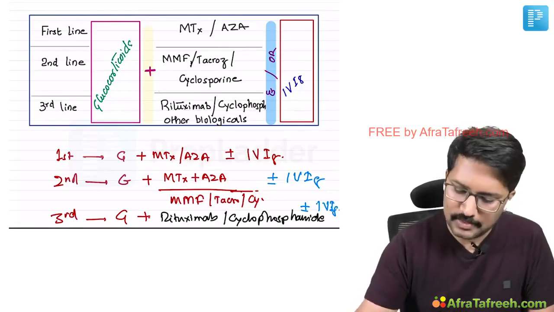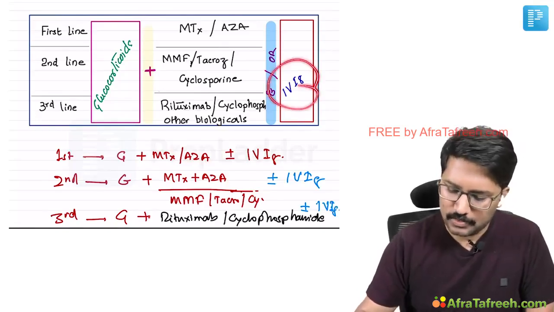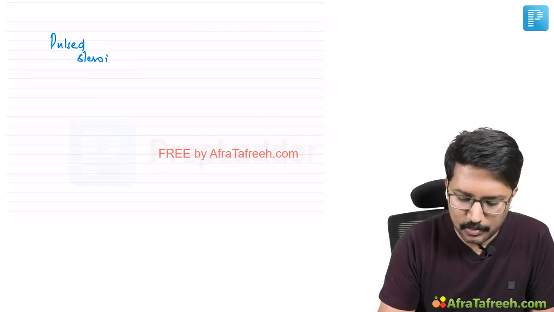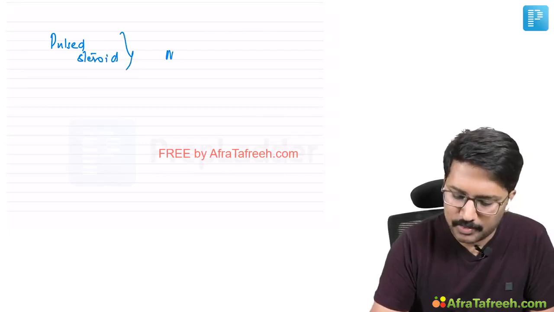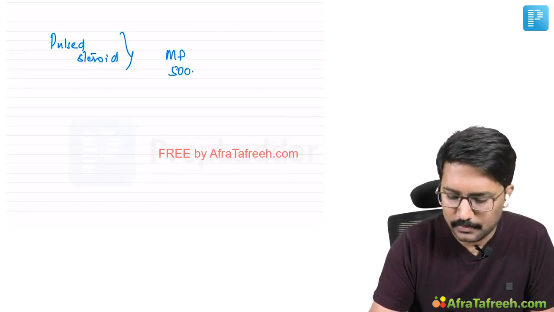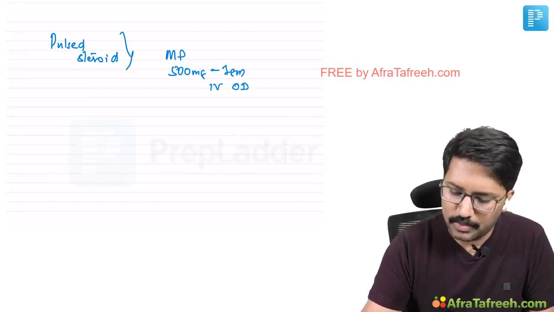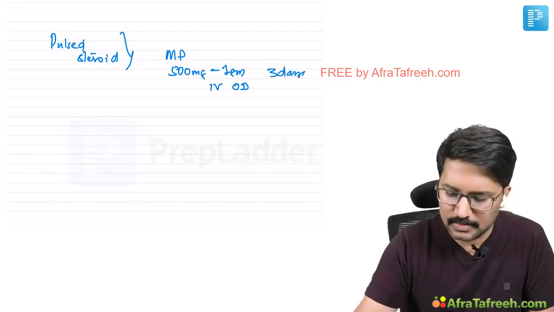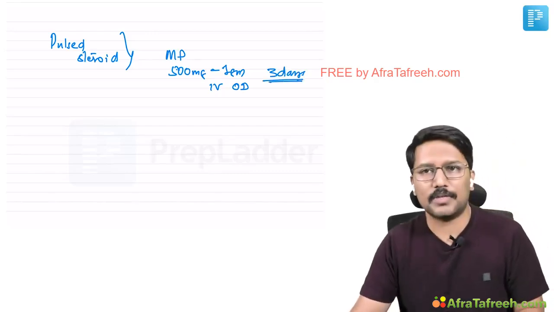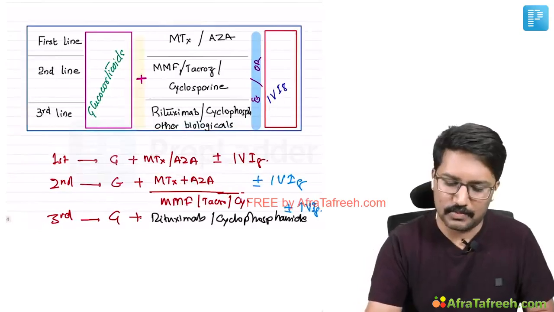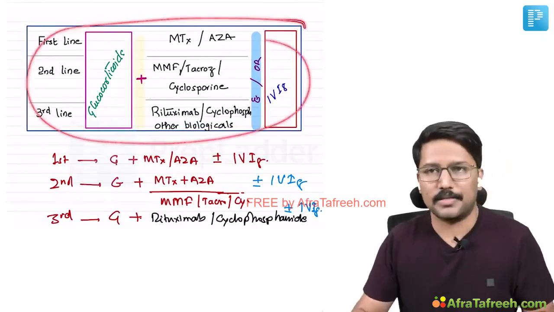Okay, apart from IVIG, in more severe cases you might also consider pulsed steroids. Obviously when I say pulsed steroids I'm talking about methylprednisolone, usually 500 milligrams to 1 gram IV infusion once daily for 3 days, whenever there is a more severe initial flare-up. Once you have control, obviously you can switch over to the conventional regimens that we have discussed here.